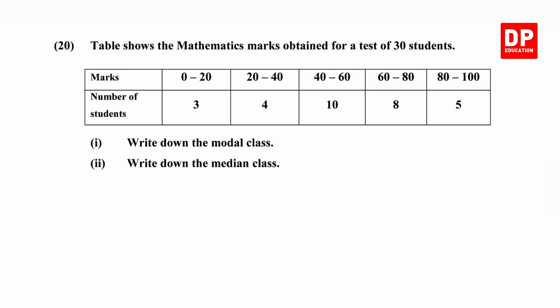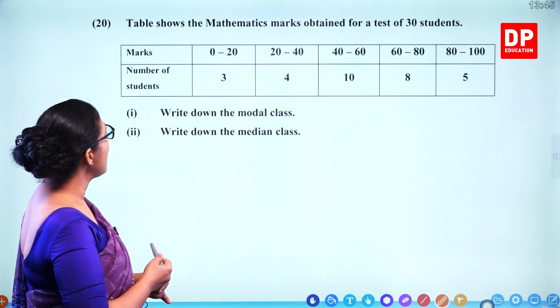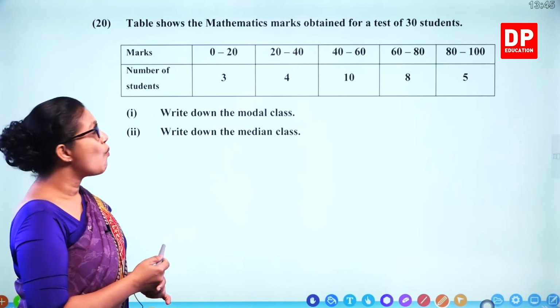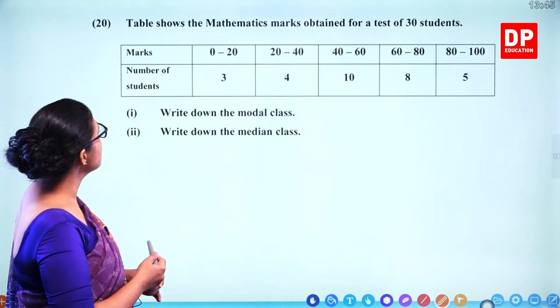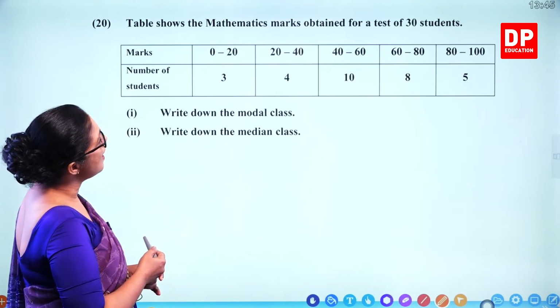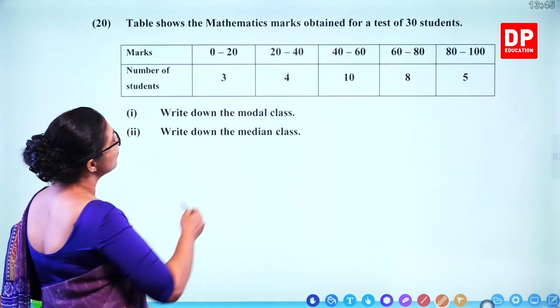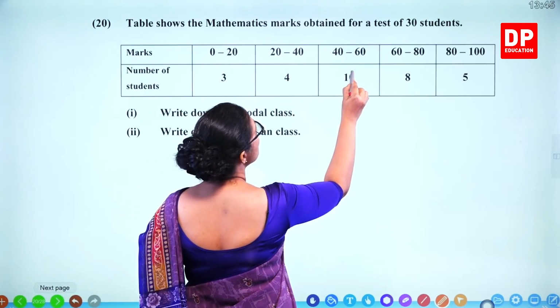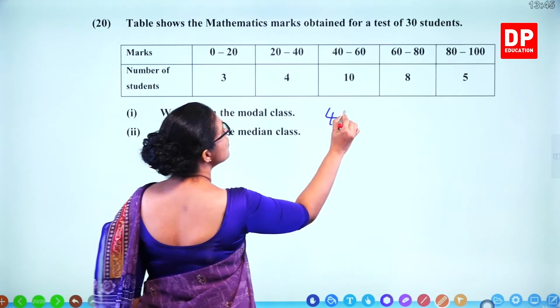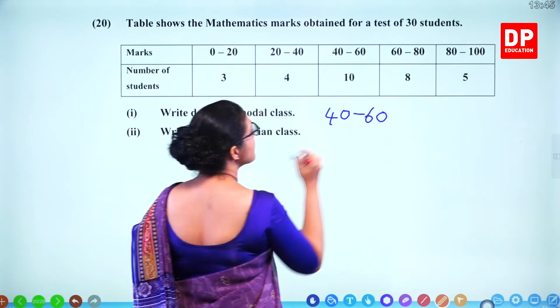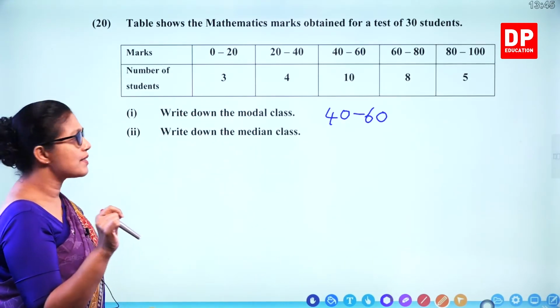Question number 20. Table shows the mathematics marks obtained for test of 30 students. Write down the modal class, one which has the highest frequency. So all the lengths are equal. So just look at the frequency. So 10. So 40 to 60 is the modal class, one which has the highest frequency.